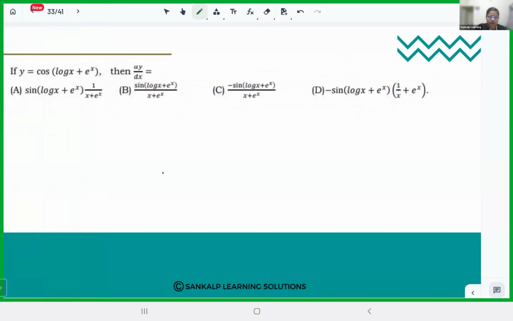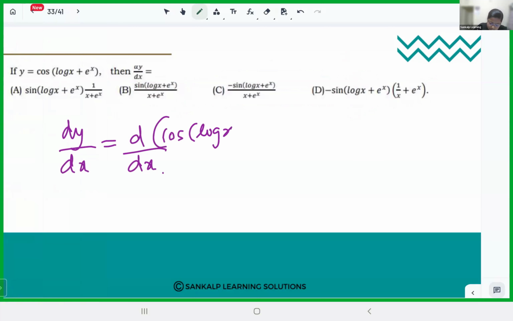And the next one is y equal to cos of (log x plus e raised x). You have to find out dy by dx. So that is equal to d by dx of cos of (log x plus e raised x). So here also it is a composition of functions. It is cos x, log x and e raised x. In the place of x, you can see that there is a combination of two functions, log x and e raised x, right?